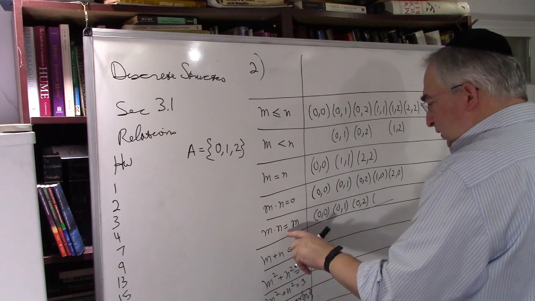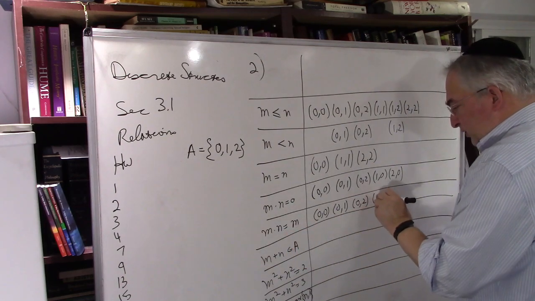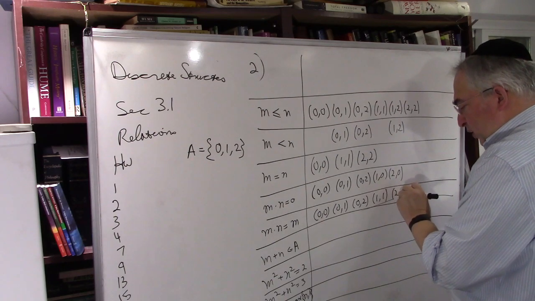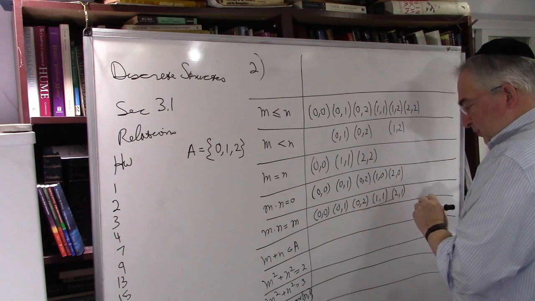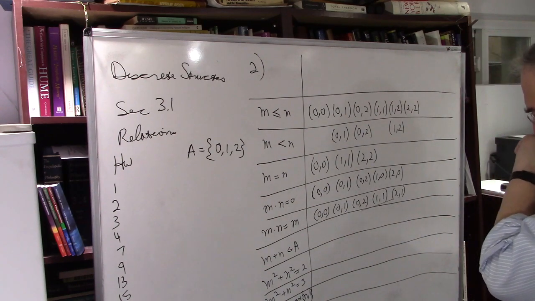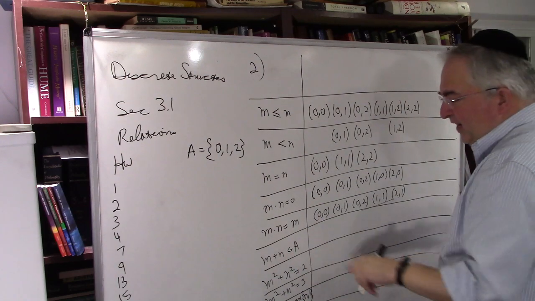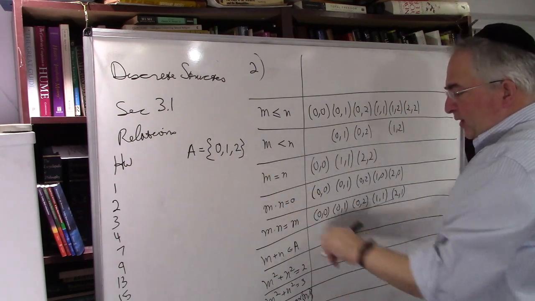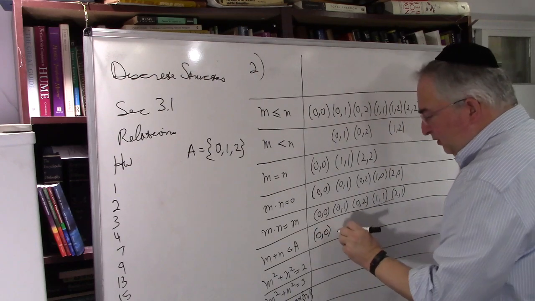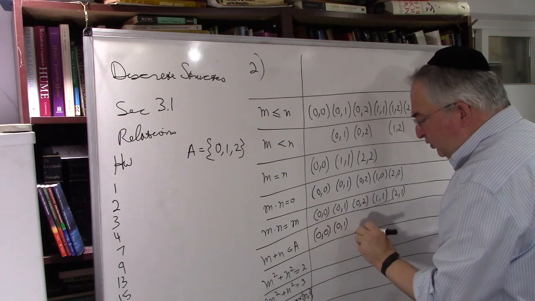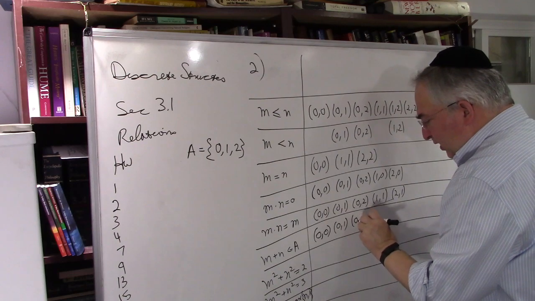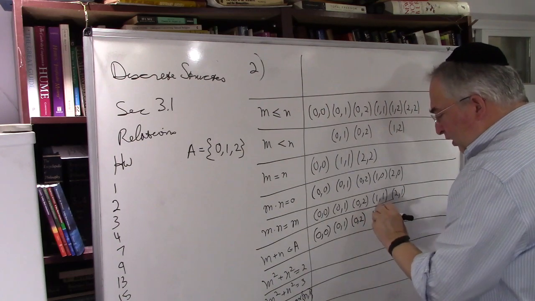Okay, now 1 times 1 is in there, and 2 times 1 is in there, and that's it. Okay, next. m plus n is a member of A, so let's do it. Ready? 0, 0 plus 0 is equal to 0, that's good. 0, 1 is equal to 1, that's good. 0 plus 2 is equal to 2, that's in there.